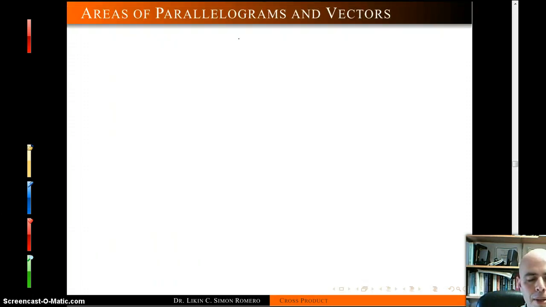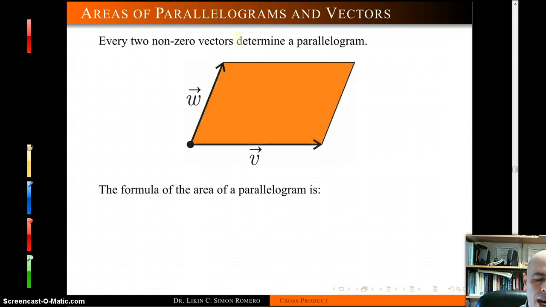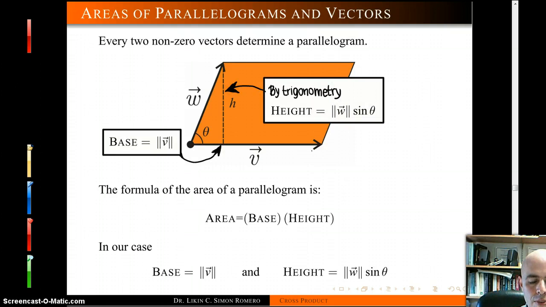The geometric representation of the cross product is related to areas of parallelograms and vectors. Every two non-zero vectors determine a parallelogram, just the way that I'm showing here in the picture. The formula for the area of a parallelogram is the same as the formula for a rectangle: the area is the base times the height. Notice that in this case, the base is just going to be the magnitude of B. And the height is given by trigonometry: if you have the angle between them, then the height is the magnitude of W, which happens to be the hypotenuse of this triangle, times the sine of the angle between B and W.